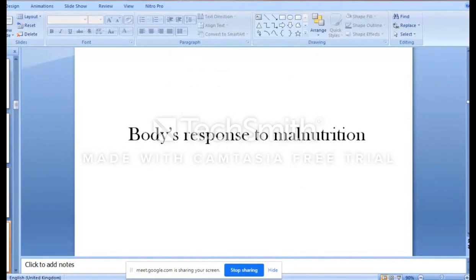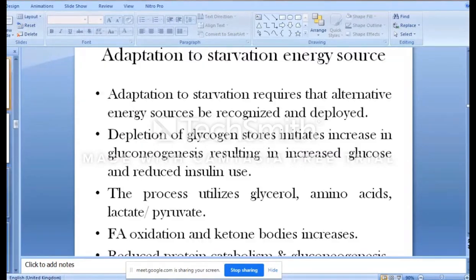So what is the body's response to malnutrition? The body's response to malnutrition is a starvation thing. So it's a response to starvation. Adaptation to starvation requires that alternative sources of energy be recognized and deployed. So malnutrition now dictates that the body uses the other sources of the nutrients for its utilization.